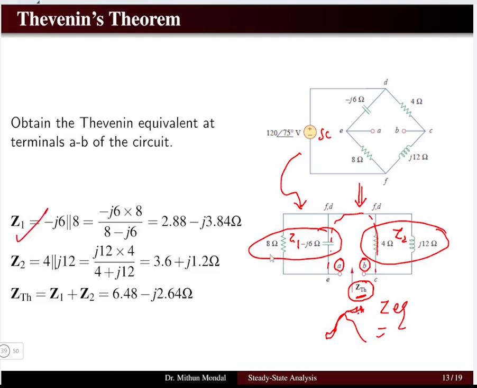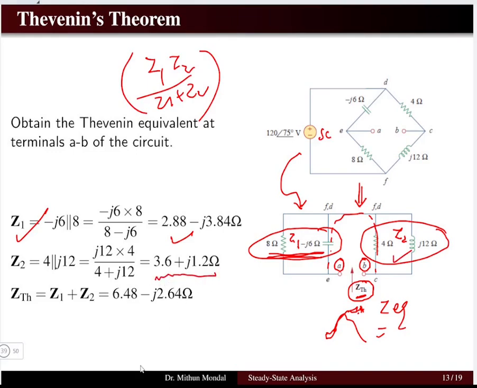Z1 is the parallel operation of 8 and minus j6, which gives 2.88 minus j3.84. This is in accordance with Z1 Z2 by Z1 plus Z2 when two impedances are in parallel. Similarly, 4 ohms and j12 ohms are in parallel, which will give me 3.6 plus j1.2 ohms. Then the Z Thevenin will be the sum of Z1 plus Z2 because those two impedances are in series. So this is the Z Thevenin that I am getting.